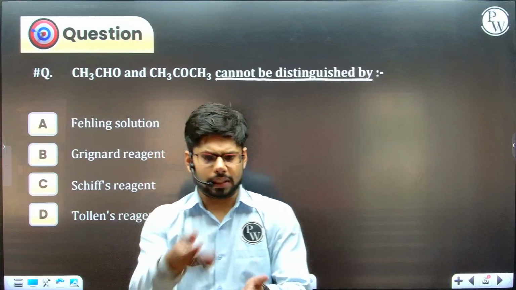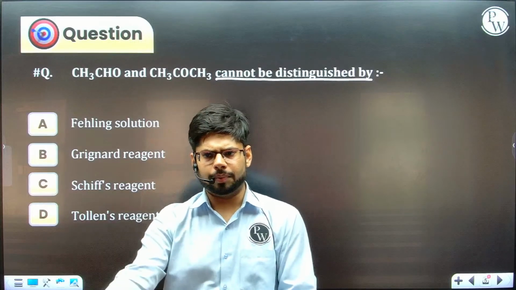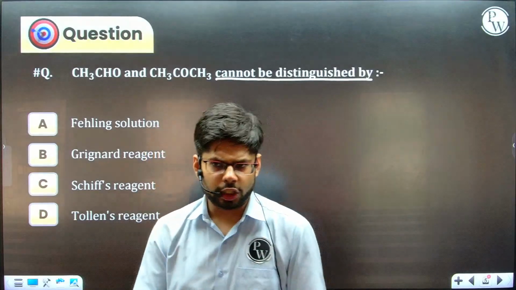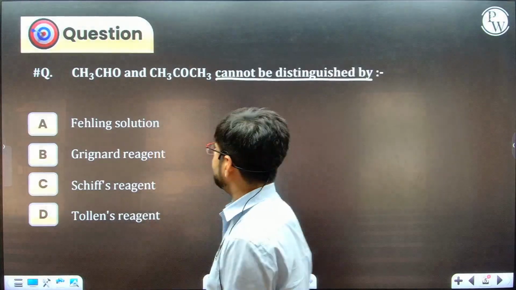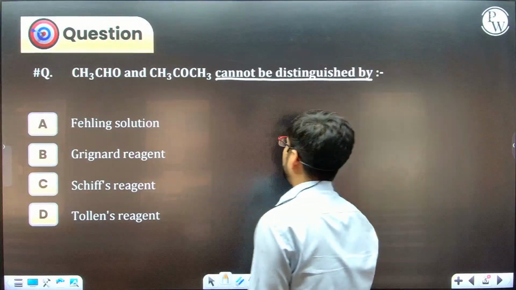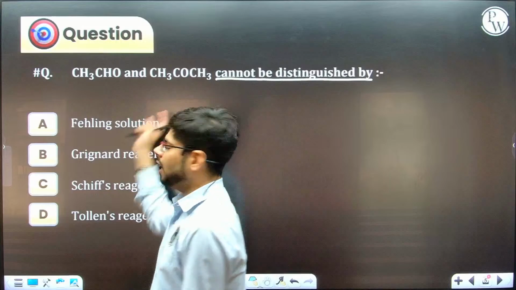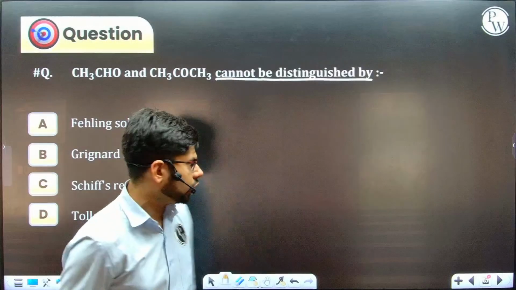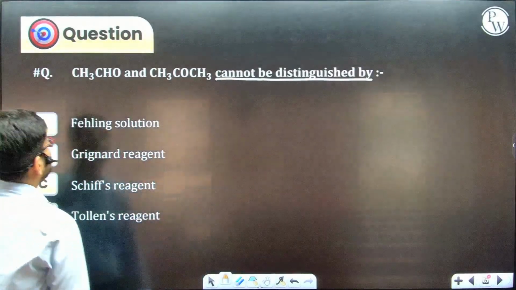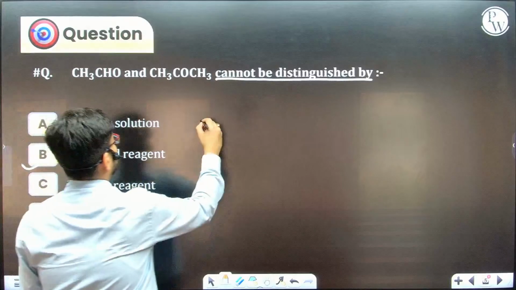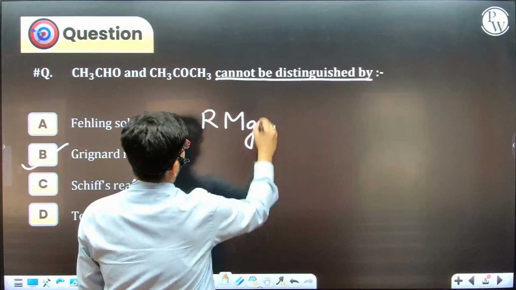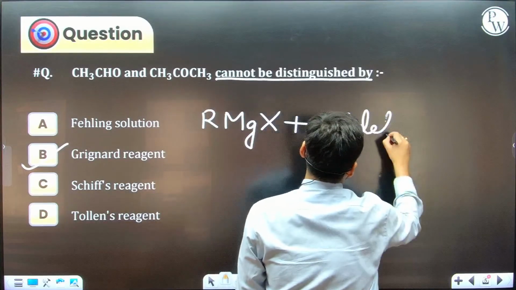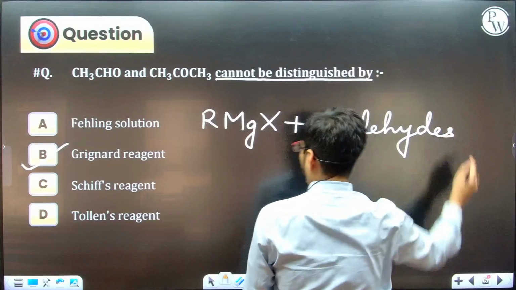And in case a particular compound reacts with something and the other does not react with that same thing, then we say that yes, we are able to distinguish the two on the basis of the reagent. In this case, they have asked us to identify the reagent with which both will react, and once both of them react with that reagent, they cannot be distinguished using it. So it is Grignard reagent, because Grignard reagent is RMgX, and we know that Grignard reagents react with aldehydes. Also, Grignard reagents react with ketones.